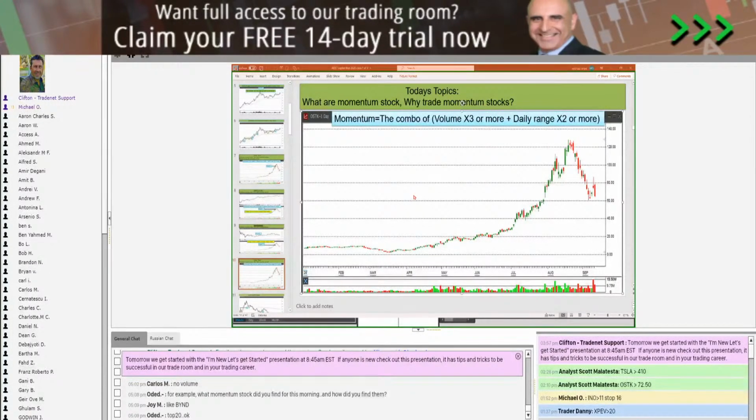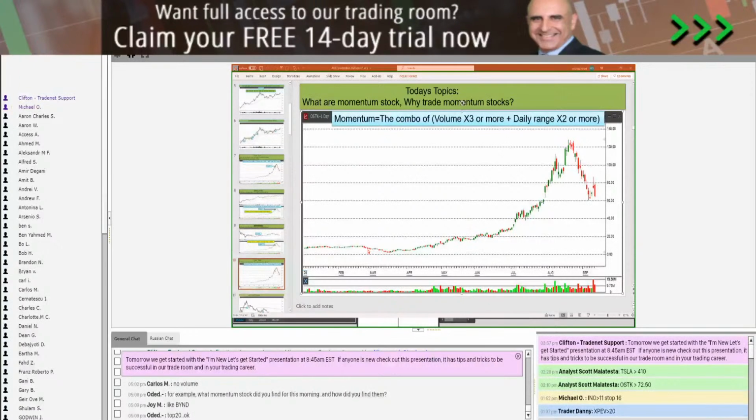Why trade momentum stocks? Again, very simple. Because the chances of us making more money are based on the daily range. If the daily range is bigger, the chances for a trade to continue, and instead of moving 20 cents, moving 50 or 80 or 200 cents, increases. That's pretty much the simple math.